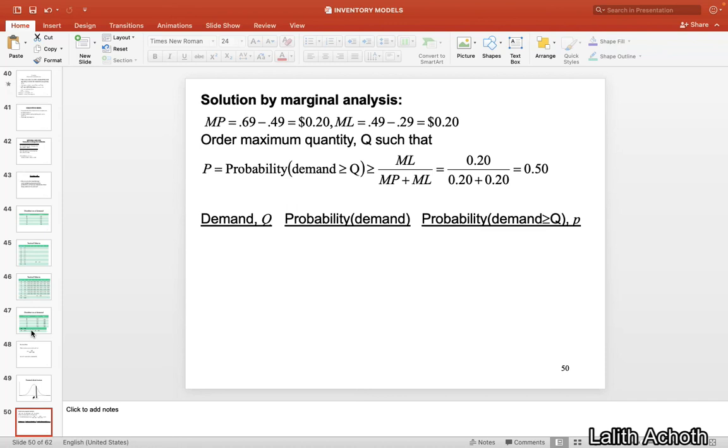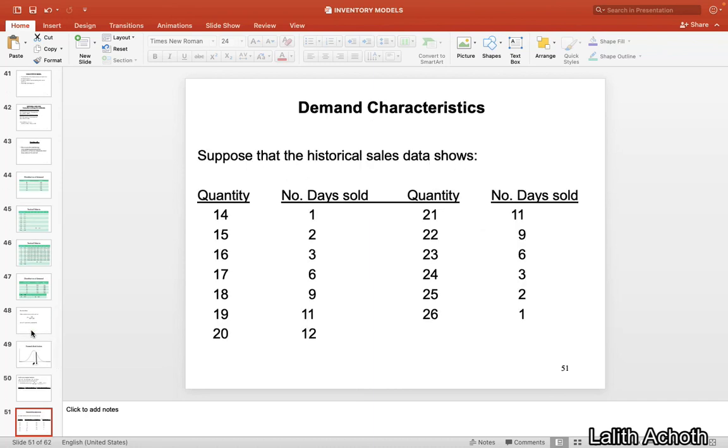Similarly, if the ML is a very small fraction of the total, or the critical ratio is a very small value, then it's an indication that you can have large inventories and you can afford to backorder. Here is another data set which you can take down and try to solve using these methods that we have explained so far, where the demand keeps changing.